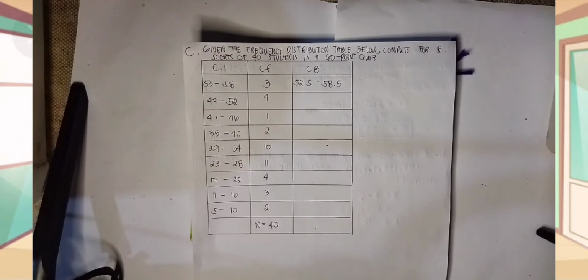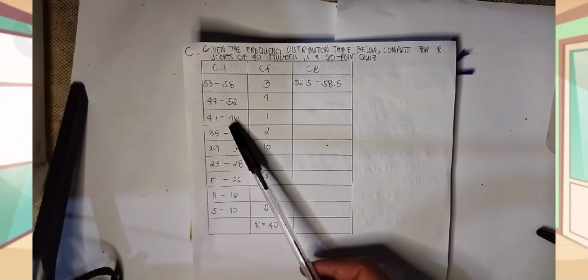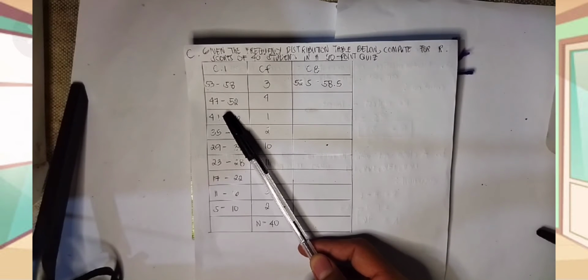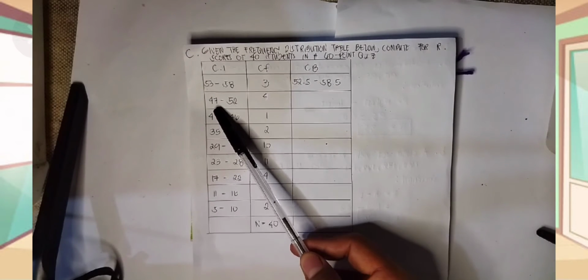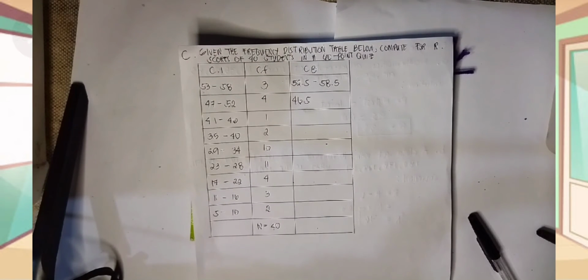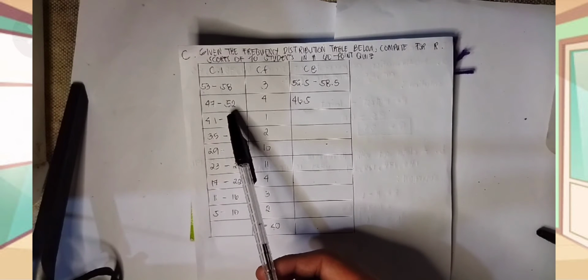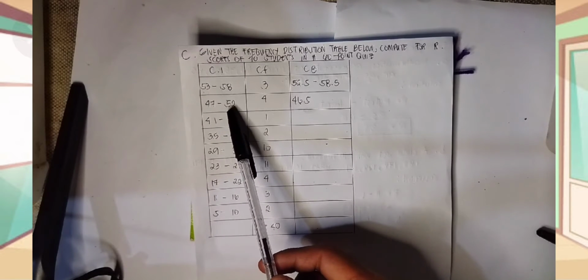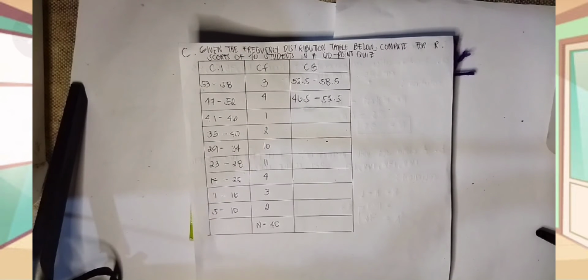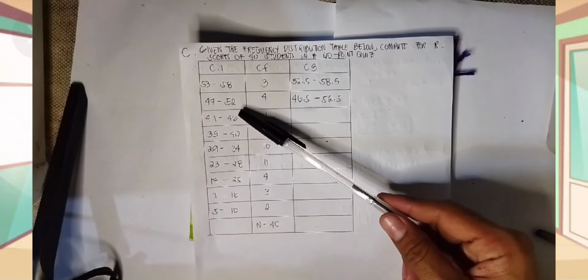So, we will just repeat the step that we did. The same goes for the next box. The lower limit is 47. 47 minus 0.5 is 46.5. And let us find the upper limit, which is 52. We add 0.5 to it. So, 52 plus 0.5 is 52.5. So, we will do the same step going down.